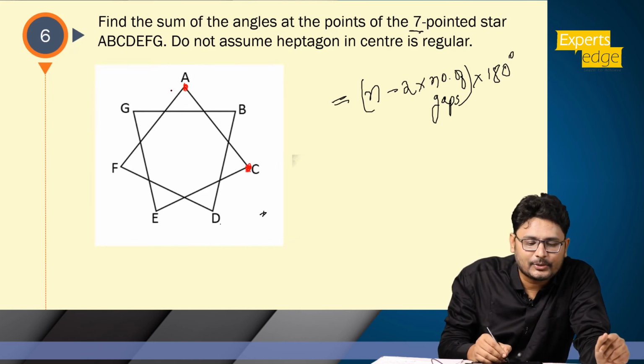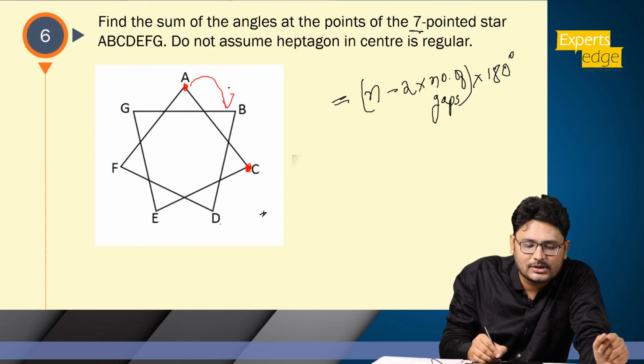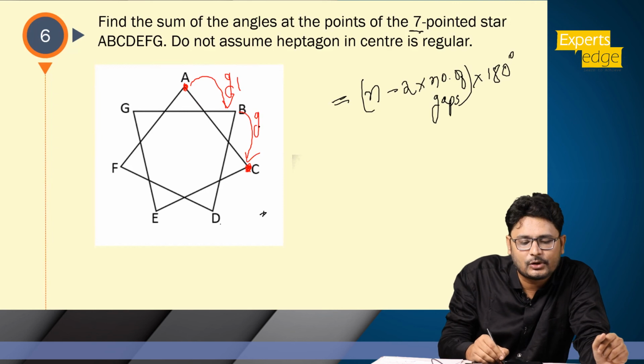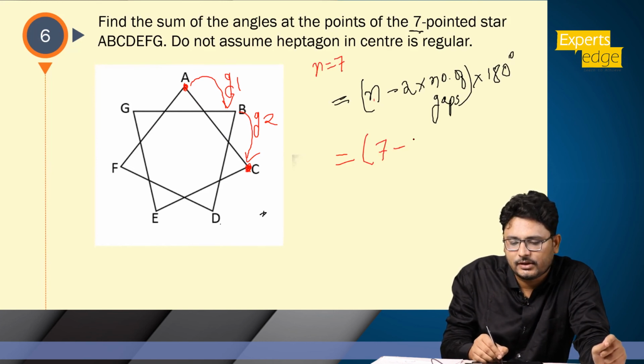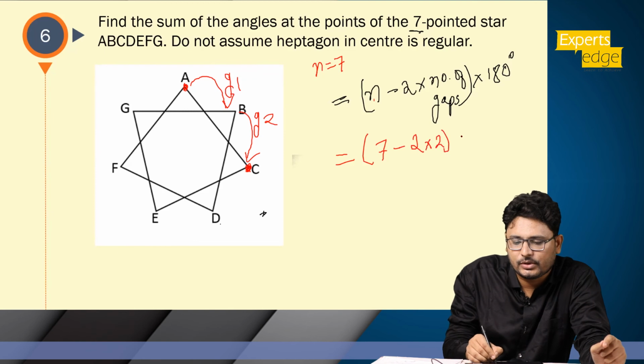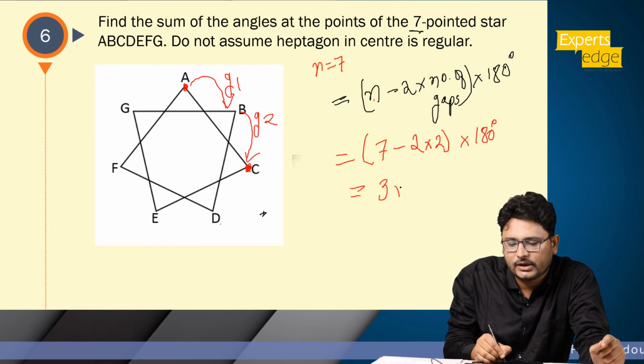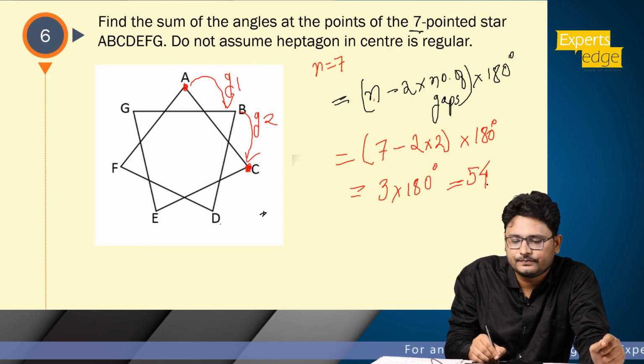Straight. How many gaps are required? A to B I'll take one jump, that is gap 1, and B to C I'll take again another jump, that is gap 2. So 2 gaps are required. So my answer would be, and how many pointed star it is? 7 pointed. So n is equal to 7. So my answer is 7 into number of gaps is 2 into 180 degree. So 7 minus 4, so 3 into 180 degree. So the correct answer of this question is 540 degree.